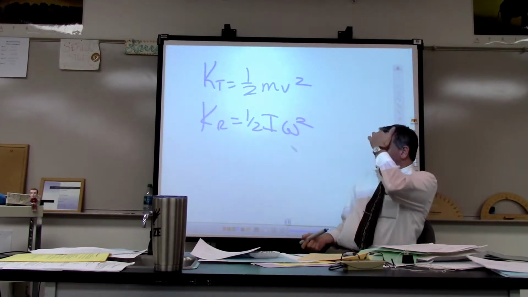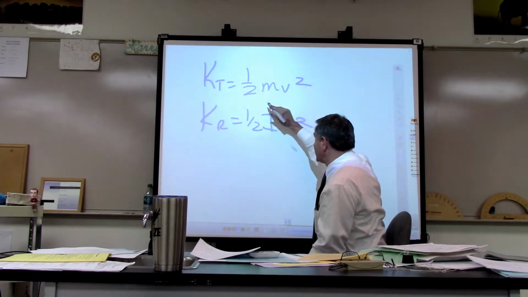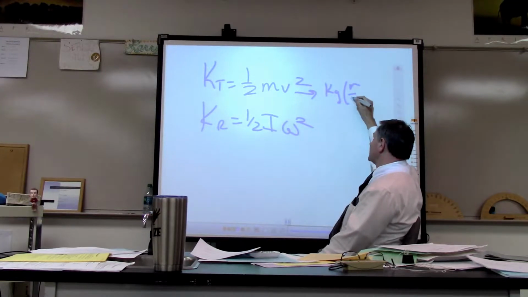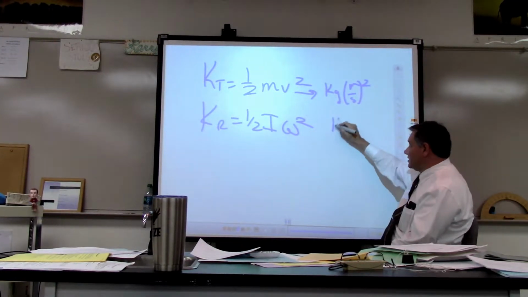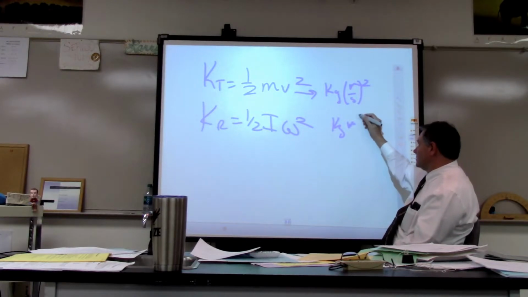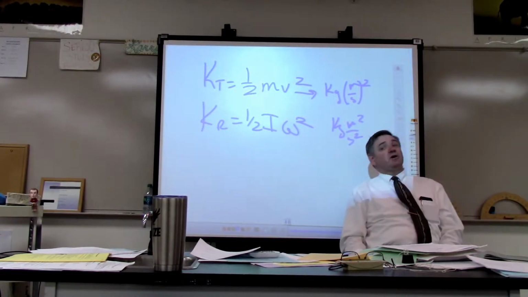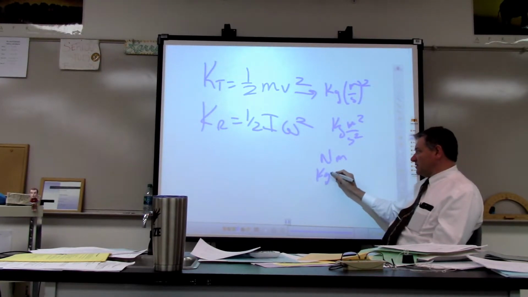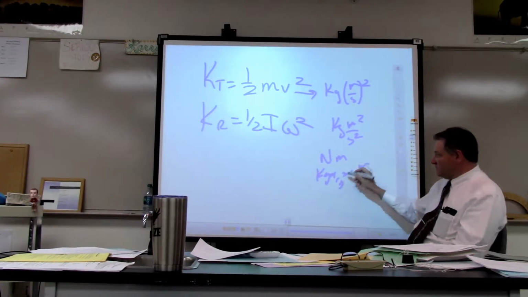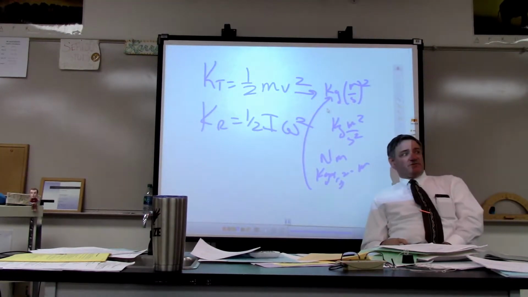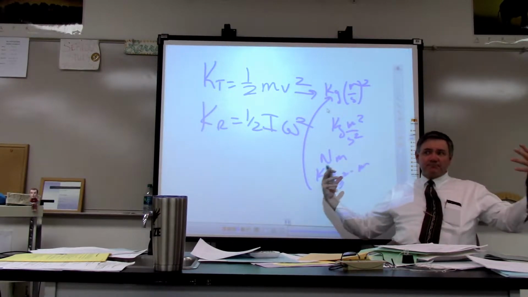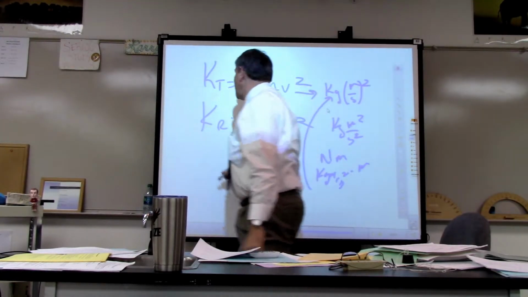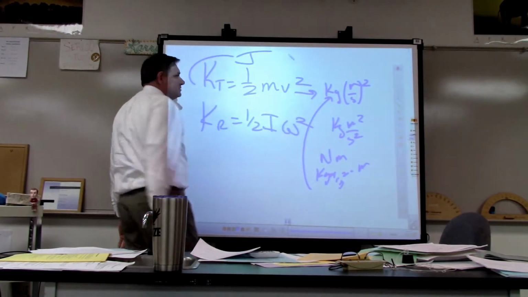Now, on this one, you have kilograms times meters per second squared, which gives you kilograms meters squared over second squared, otherwise known as newton meters. Newtons are kilograms meters per second squared, times meters, which gives you kilograms meters squared over second squared, which gives you joules. So, oddly enough, kinetic energy is measured in joules.